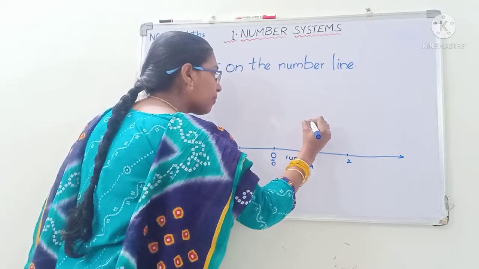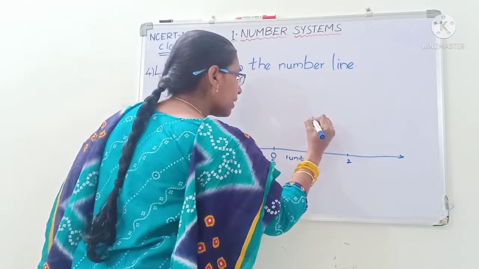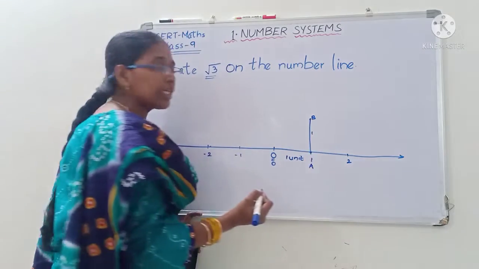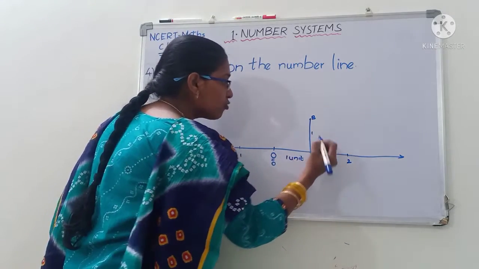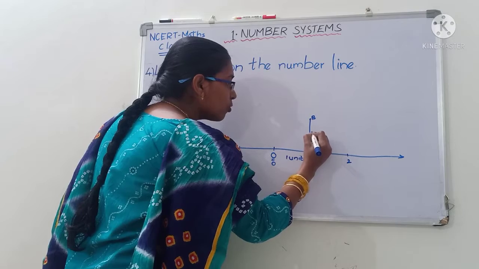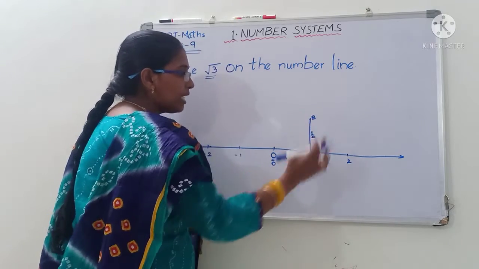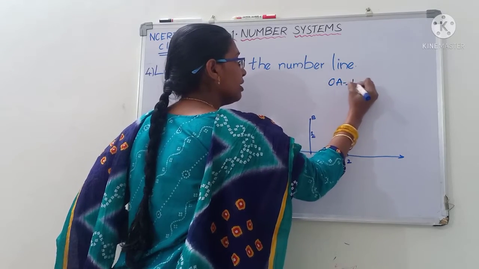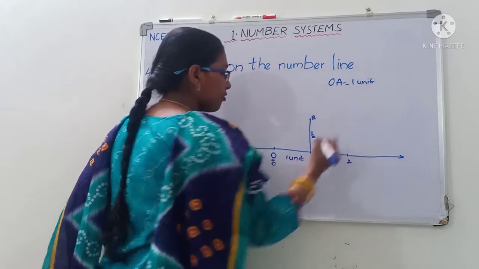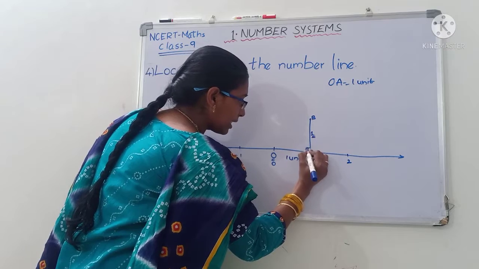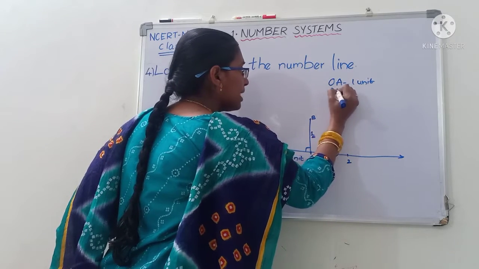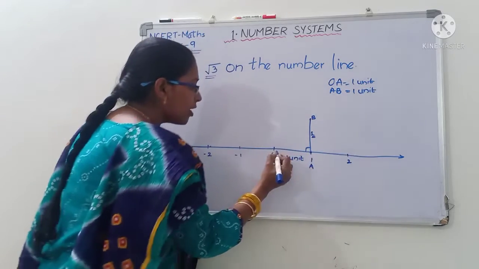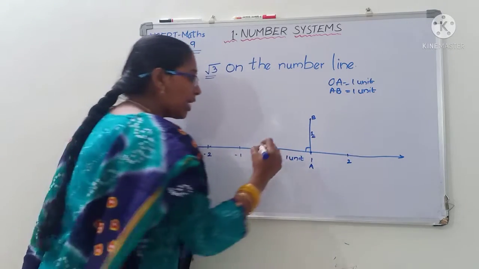What should be the length of the perpendicular, children? Assume this point as B. The length of the perpendicular should be 1 unit. OA is 1 unit. OB should also be 1 unit. AB length also should be 1 unit. OA is 1 unit, children. And from A, draw a perpendicular line, A, B, and its length should also be 1 unit. Now join points O and B.